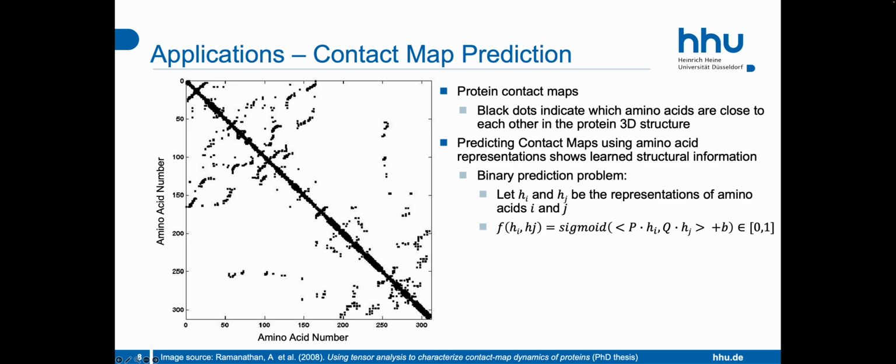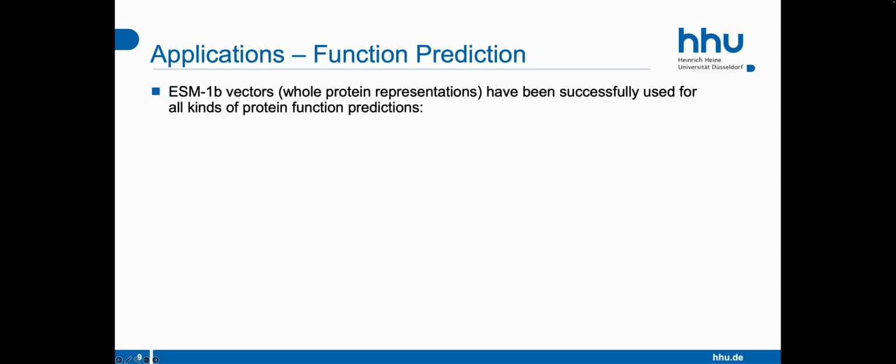The parameters of the matrices P and Q and the value b are learned during the training process for the prediction task. And it is indeed possible to predict the entries of such contact maps reasonably well using ESM-1b amino acid representations, showing that they store structural information.